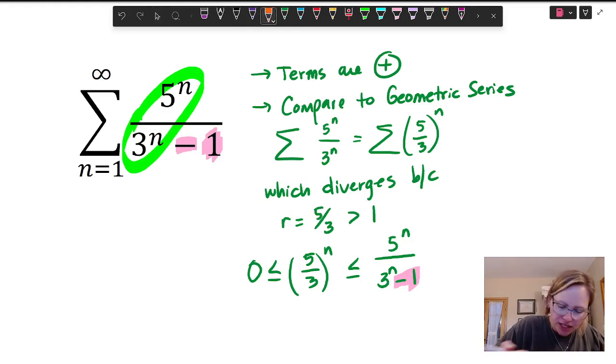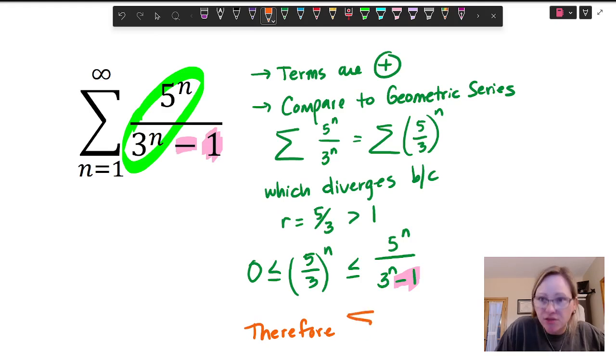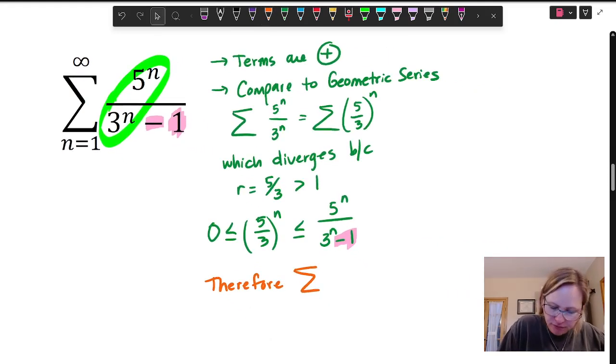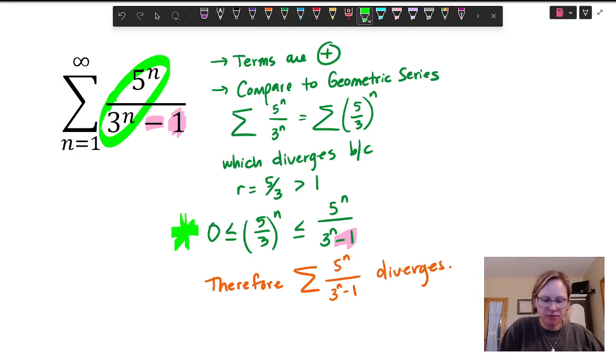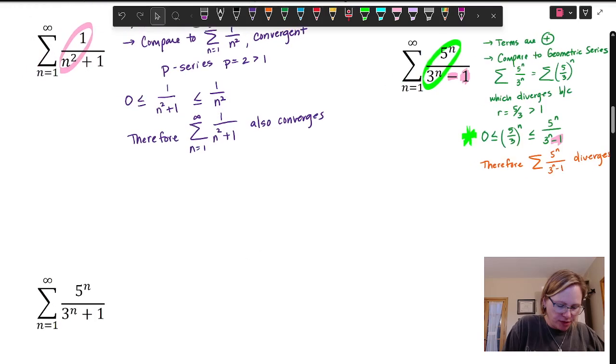Let's make our conclusion. Because we have this true inequality, we're comparing to a geometric series that diverges, and my terms are positive. Therefore, here's my conclusion: the series in my problem, 5 to the n over 3 to the n minus 1, diverges. So, as easy as that. The key is you have to make sure that you have this true inequality.